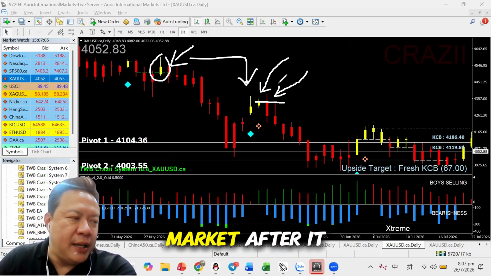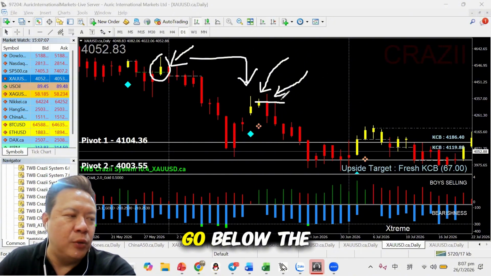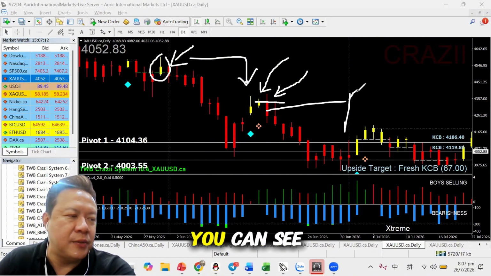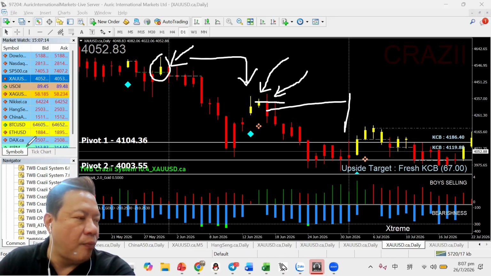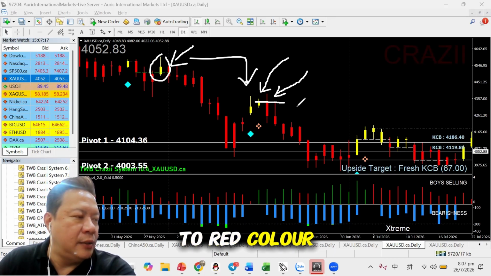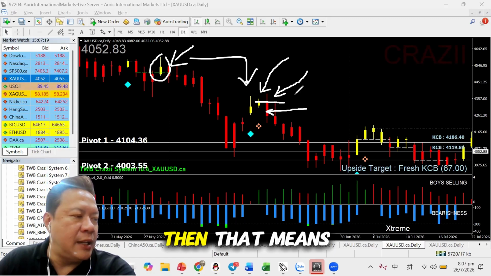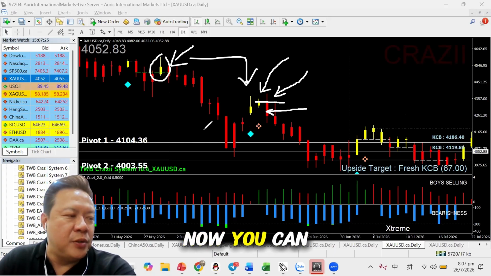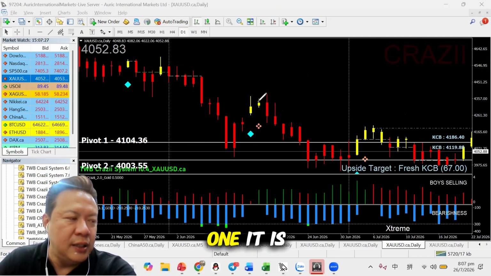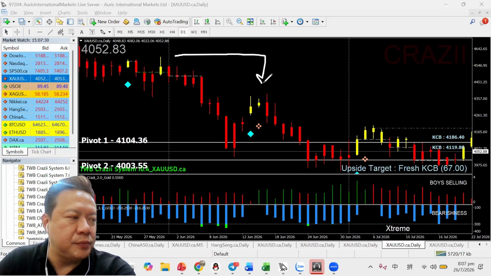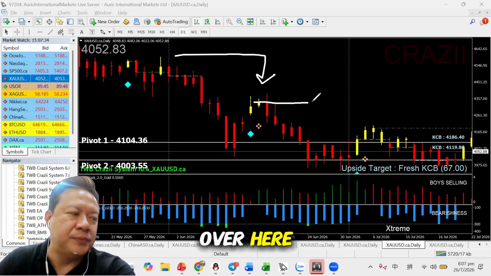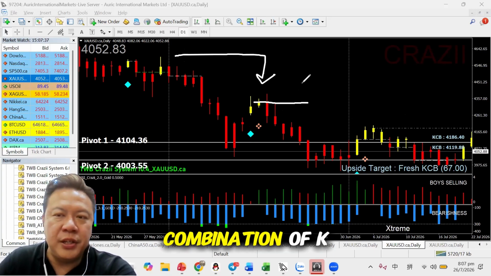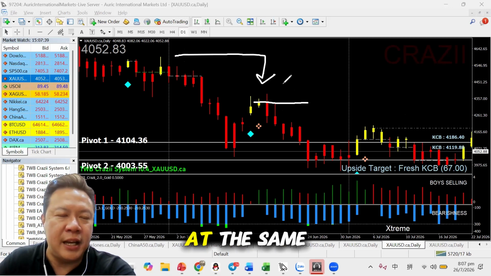But if the market after it went up, pulls back and goes below the OP and the candle turns to red color, in this case, you can see it has turned to red color over here, then that means that the market is going to have a sell movement. Now, you can see there are two things here. One, it is a K trend. Two, it is a diamond line over here. So it's a combination of K trend and diamond line at the same time.